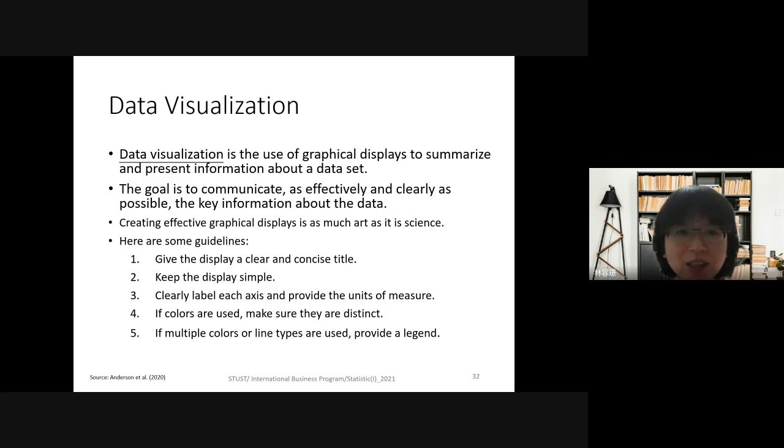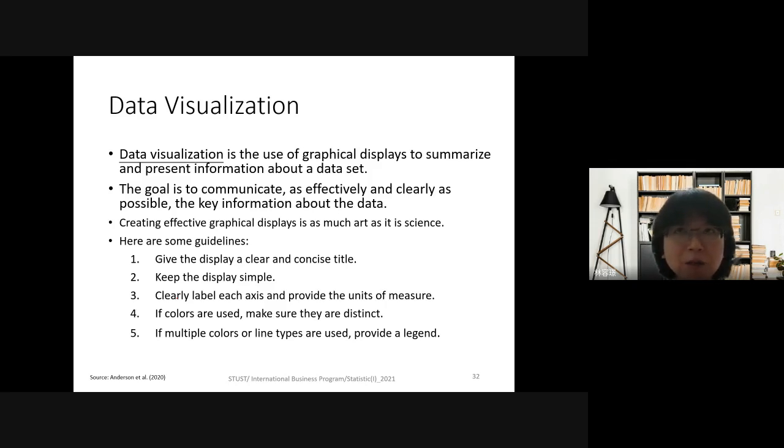So here are some guidelines for you to think about. Give the display a clear and concise title, and keep the display simple, with a clear label on each axis, and provide the unit of measure. And if colors are used, make sure they are distinct.